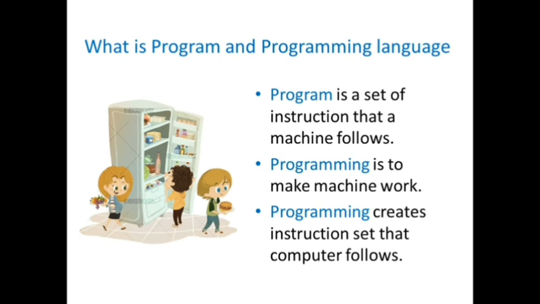Let's take an example. In our daily life, we perform multiple tasks. So for example, you are asked to go and grab some ice cream from the fridge. There are a certain set of instructions that you will follow. Like you'll go open the fridge door, take out the ice cream, close the fridge and come back. So you followed a particular set of instructions. Similarly, in order to perform a task, a computer also follows a set of instructions. These set of instructions are called a program.